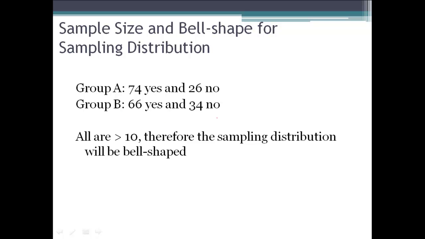So in Group A, we had 74 yeses and 26 noes. Group B, 66 and 34. All of those are greater than 5. Therefore, our sampling distribution, the sampling distribution of the p-hats, remember sampling distributions are distributions of statistics, whether it's p-hat or x-bar or x-bar A minus x-bar B. The sampling distribution is the distribution of the statistic, the z distribution, or for means, the t distribution, without knowing the real shape of the population.